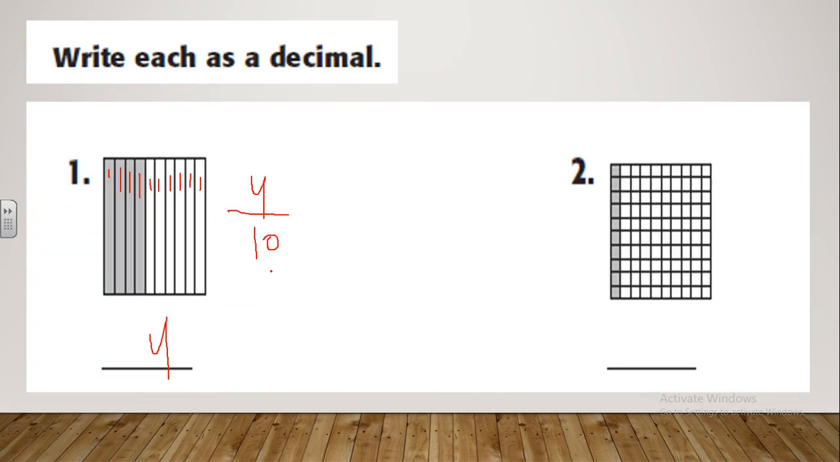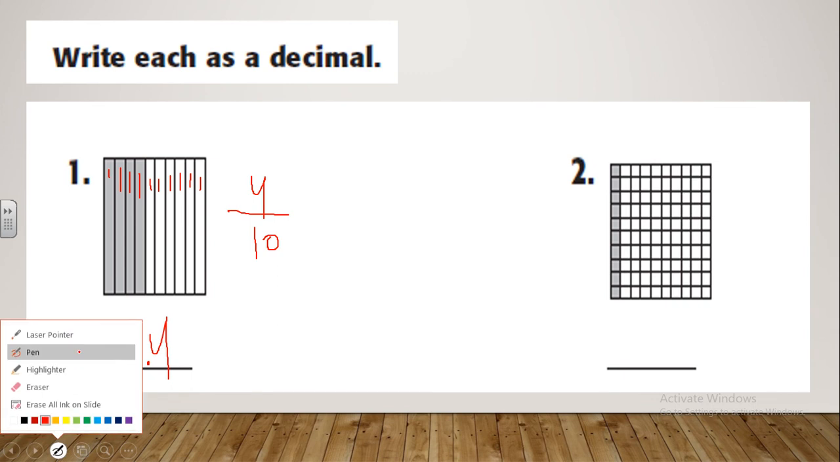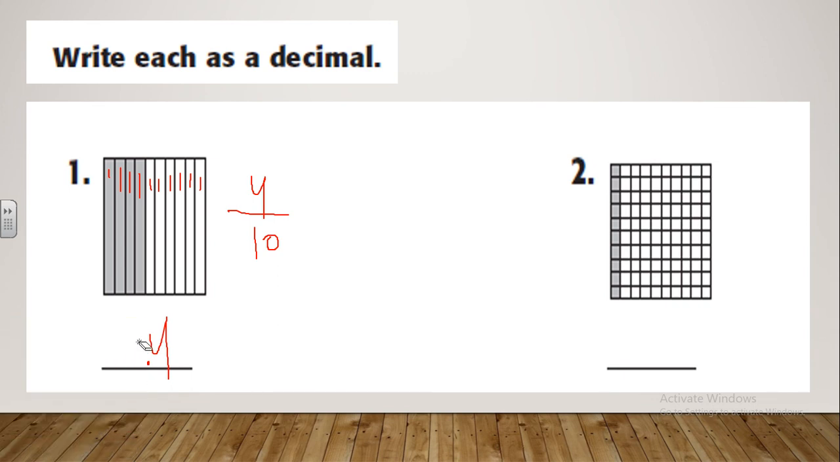That means we will put the point after one number. 1. Then we will put the point and 0. Okay? Got it? Let's see the next number here.